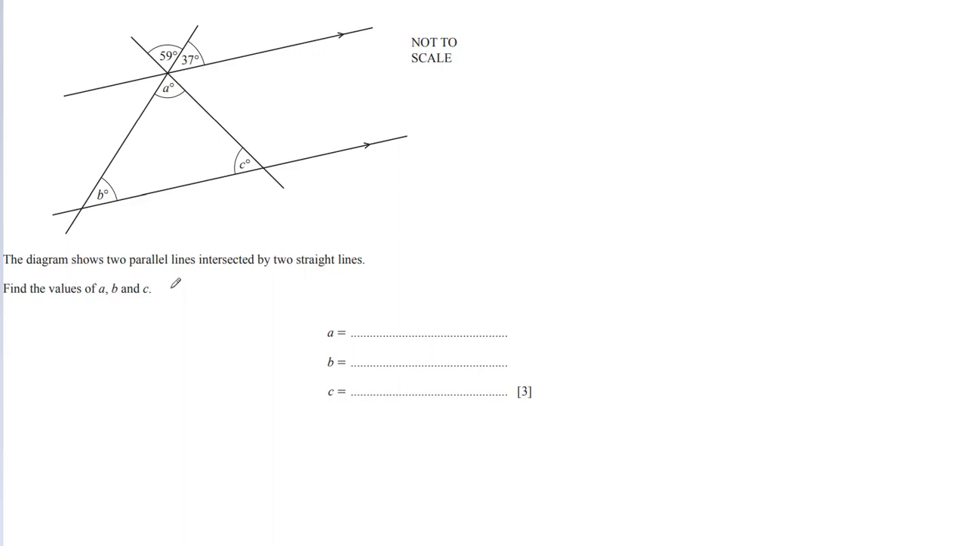The diagram shows two parallel lines intersected by two straight lines. Now this and this are parallel lines. These two are parallel lines and these two are intersecting lines on the parallel lines.